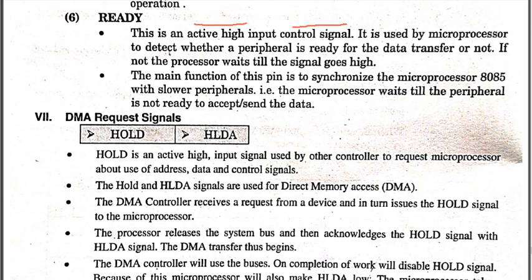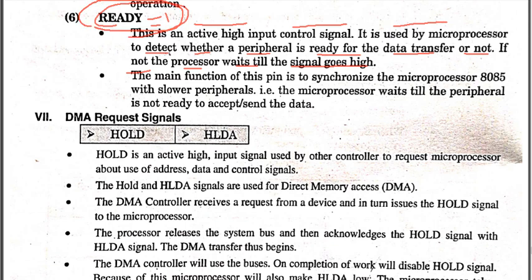So READY is an active high input control signal, meaning when READY is equal to 1, this pin will be active. It is used by the microprocessor to detect whether the output device is ready for data transfer or not. If not, the processor waits till the signal goes high.